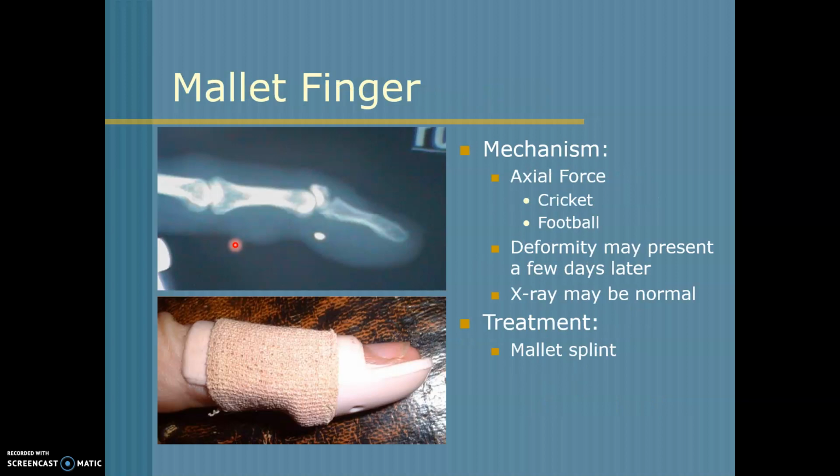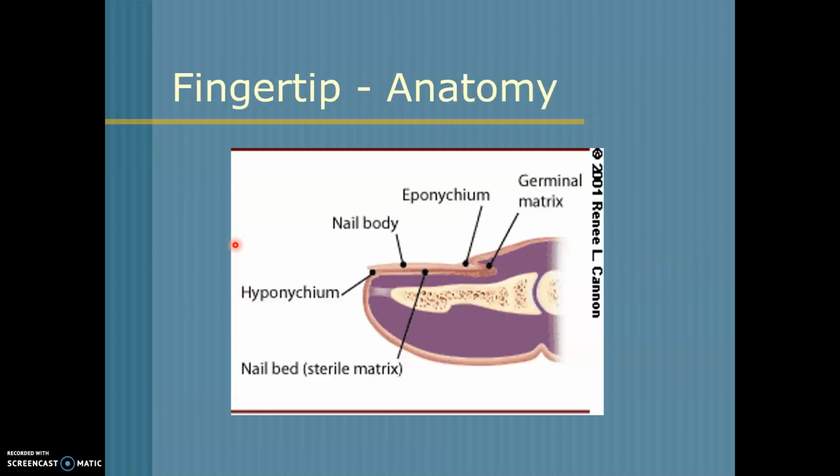Here is the mallet finger. This is due to an avulsion of the insertion of the extensor communis tendon into the base of the distal phalanx, or a rupture of the tendon, and causes drooping of the finger. The deformity itself may present a few days after the injury, and the treatment is a mallet splint, which is basically a splint in extension of the DIP joint.